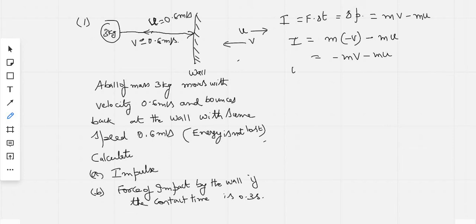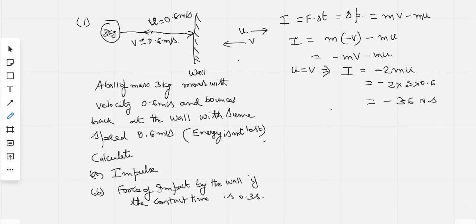Since v and u are both the same, you can write the impulse formula I equal to minus 2mu. So minus 2 into the mass, which is 3, and the velocity, which is 0.6. Hence the answer is minus 3.6 Newton second. So in this case, you see the impulse direction is negative.